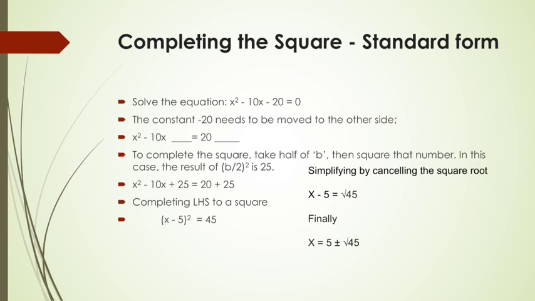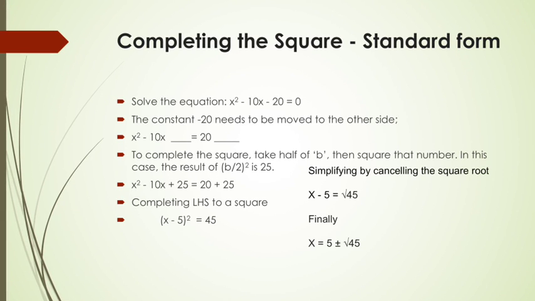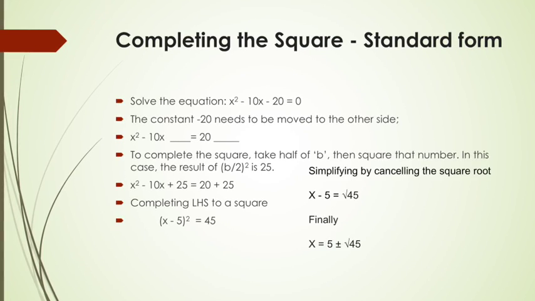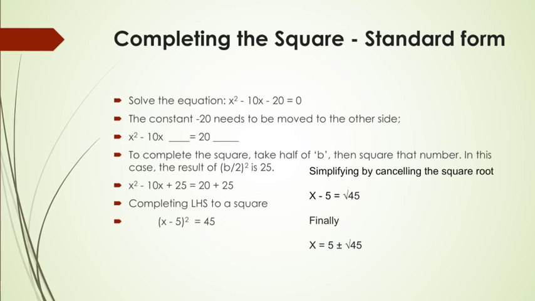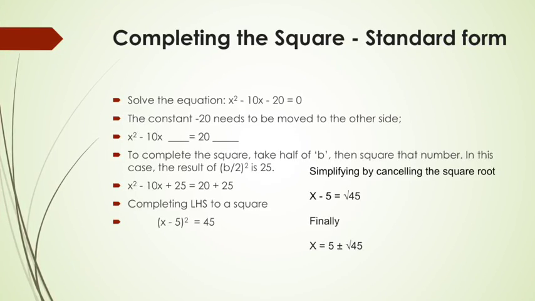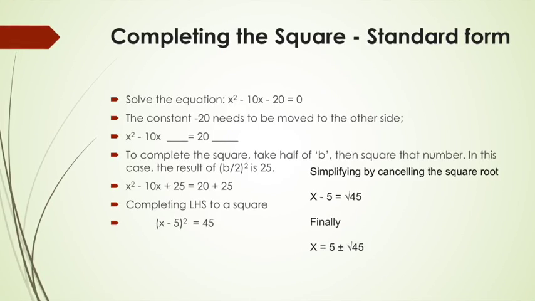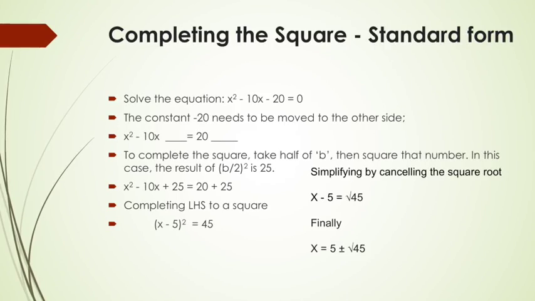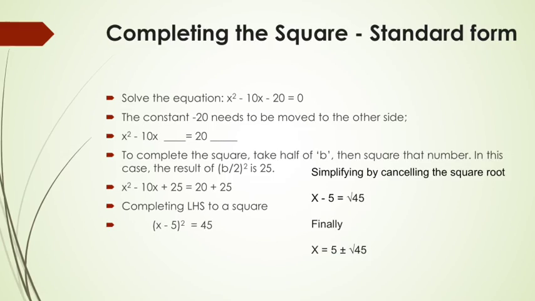Completing the square in standard form. Solve the equation x squared minus 10x minus 20 is equal to 0. The constant negative 20 needs to be moved to the other side, which gives you x squared minus 10x is equal to 20. To complete the square, take half of b, then square that number, in this case, b over 2 whole squared. So you take negative 10, which is b, divided by 2, which gives you negative 5, and then square it, you get 25. You are left with x squared minus 10x plus 25 is equal to 20.